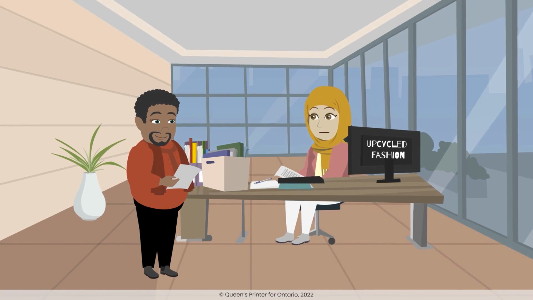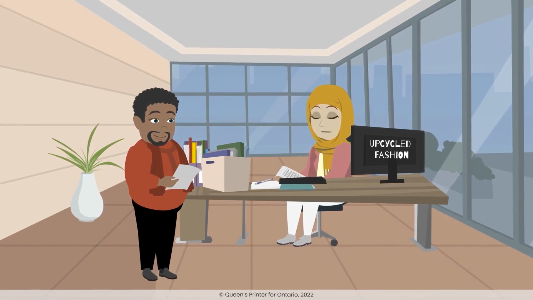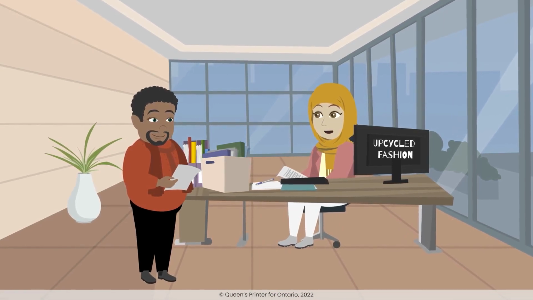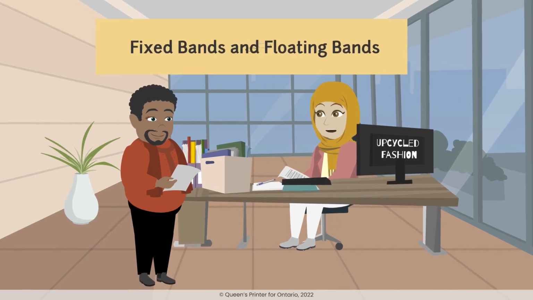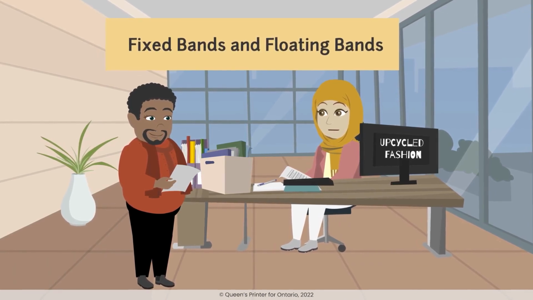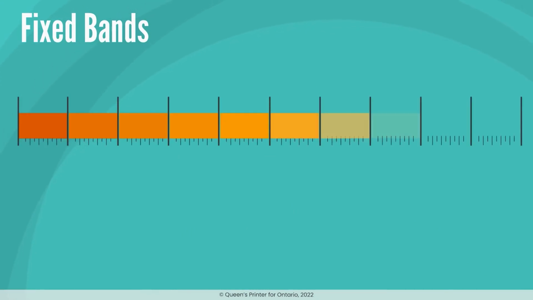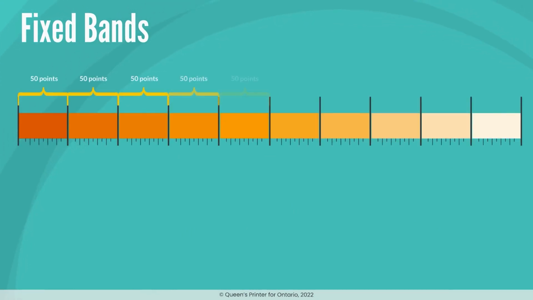We can choose between two different types of bands in the toolkit to decide which classes have similar enough point values: fixed bands and floating bands. Fixed bands use ranges that are the same size or width, such as 50 points.